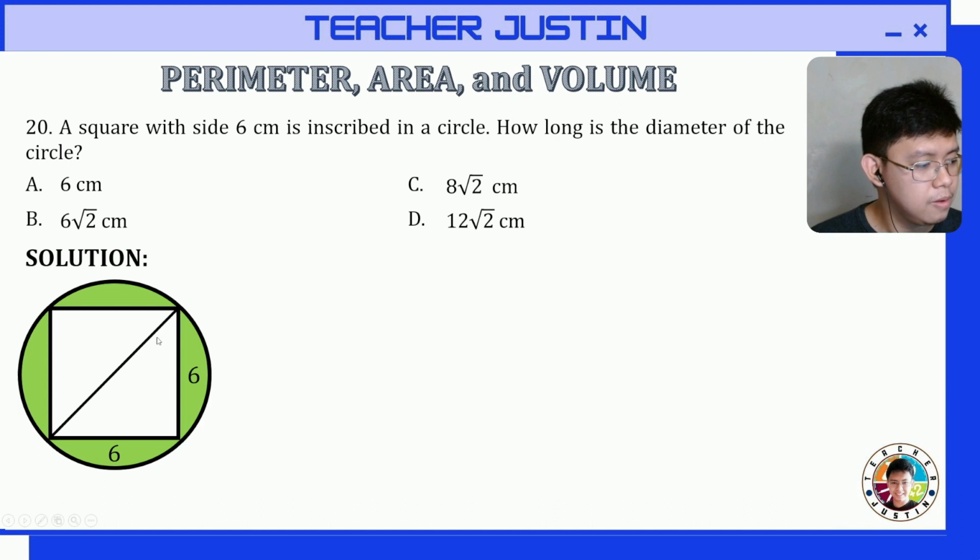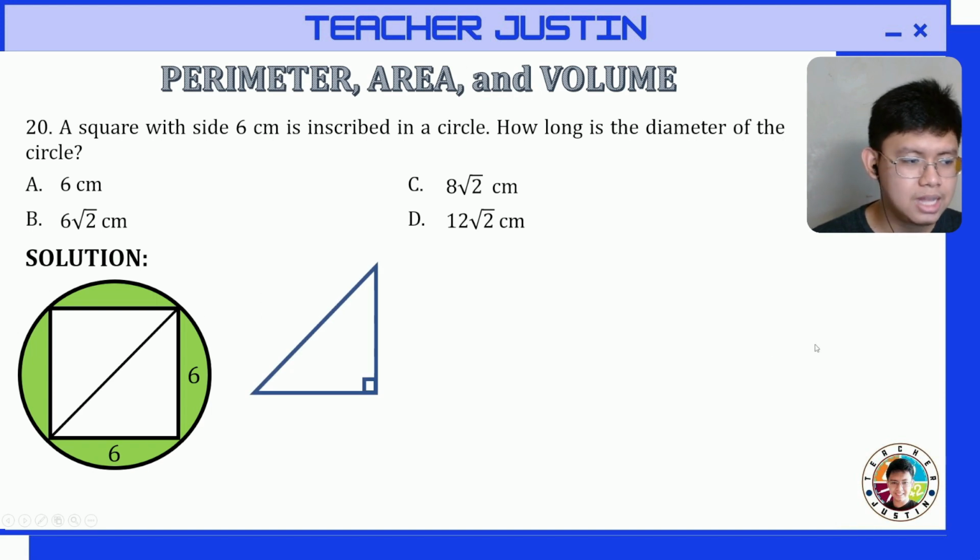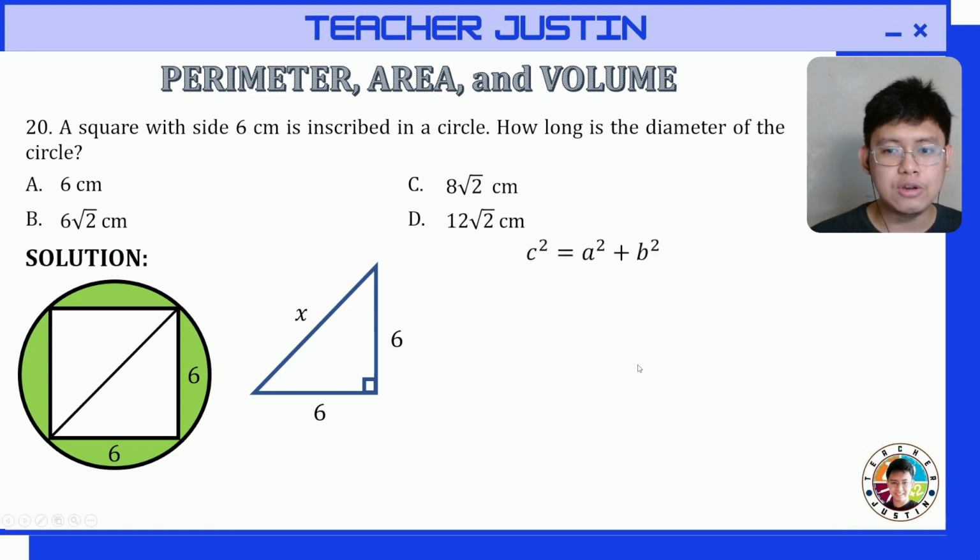Now, para makuha natin yung measurement ng diagonal ng square natin, we can get that triangle. Ito. So, makakabuo tayo ng right triangle na may dimension na 6 na legs and we're looking for hypotenuse. So, ito yung ating hinahanap. Now, to get the hypotenuse of a right triangle, the formula that we're going to use is the Pythagorean theorem. C squared is equal to A squared plus B squared. So, substitute natin yung mga values.